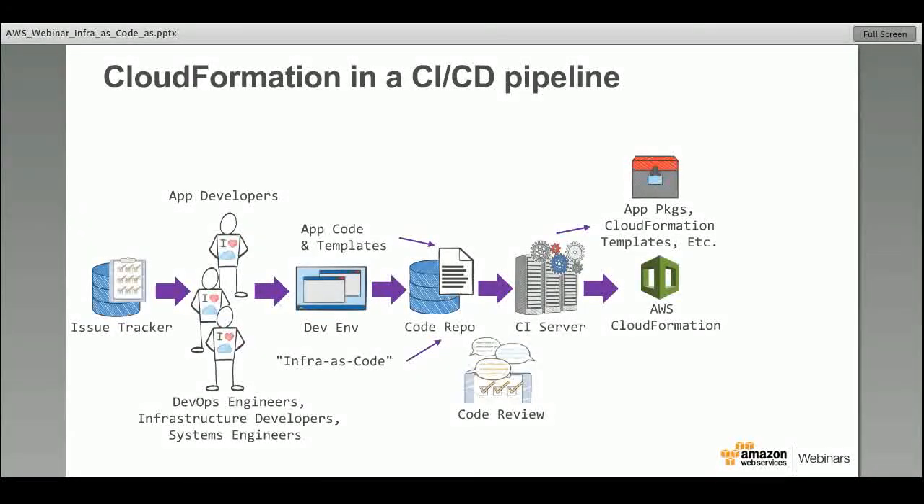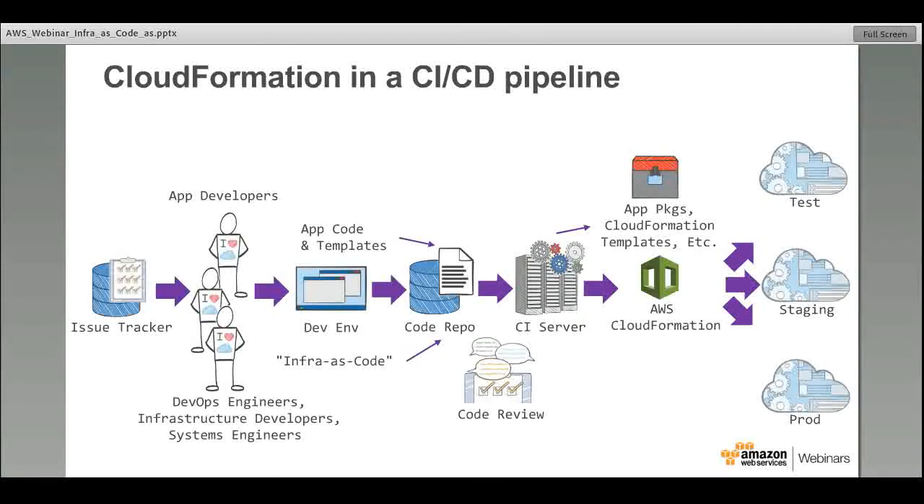And then the CI server can automatically call the AWS CloudFormation service to go and provision the CloudFormation stacks and deploy applications in those stacks using the stuff that it has built, like the application packages and CloudFormation templates. And that can be easily repeated in any environment like test or staging or production.